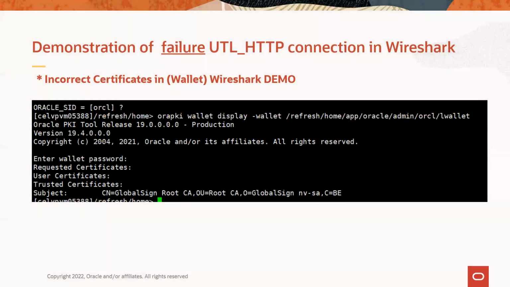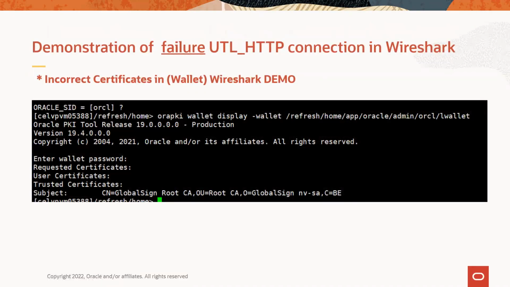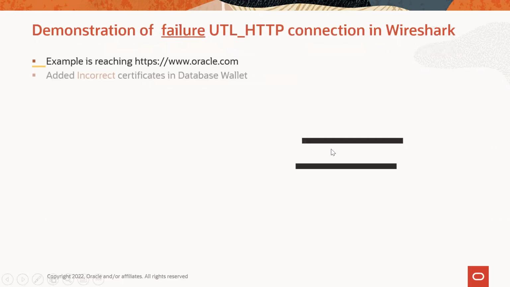Now, after demonstrating TCP and TCPS connections, I want to demonstrate a failing UTL_HTTP connection in Wireshark where we have an incorrect certificate in my Oracle database. Which place holds the certificate? It's nothing but the wallet. And in the wallet, where does the authentication of the certificate happen? It's the trusted certificate location. So, the demonstration of the failure.